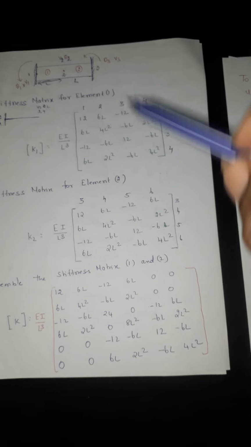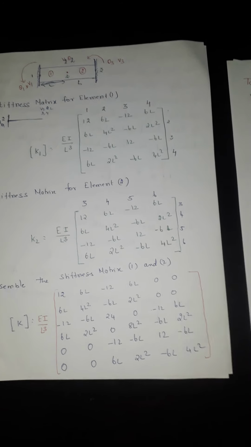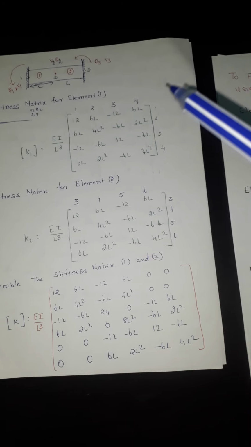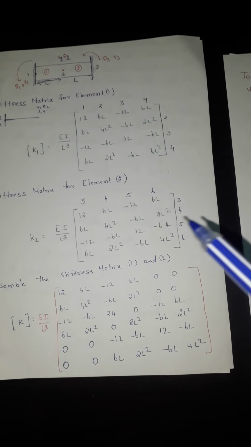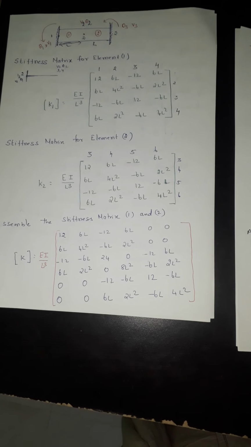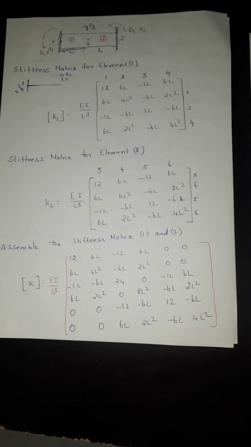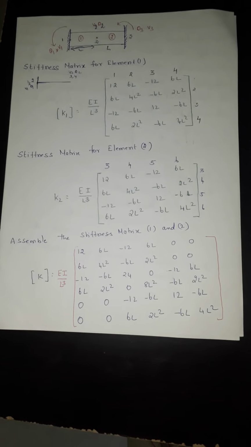Please look into these two and then assemble: 1 1, 1 2, and in that way. Here is 1 1 there? No. So 1 2. It is 6L. Is 1 2 here? No. So this is 6L. In that way, 1 1, 1 2, 1 3, 1 4, here 1 5, 1 6, because it is a 6 by 6 matrix. Here the displacements are 6, so we are getting a 6 by 6 matrix. According to that, please do the assembling.